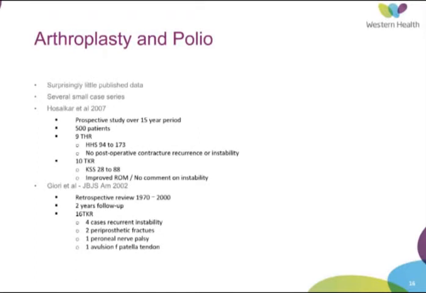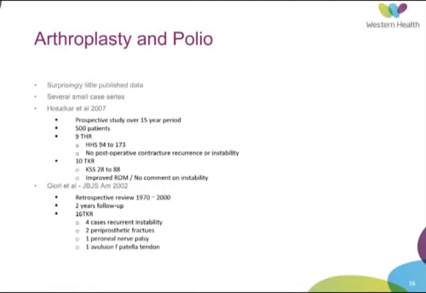So this other one, Giori, published in JBJS in 2002, was a retrospective review. And they only had a relatively short-term follow-up. But in their 2 years, of the 16 total knees that they replaced in 15 patients, they had 4 cases of recurrent instability, 2 periprosthetic fractures, a peroneal nerve palsy related to correction of a significant valgus deformity, and an avulsion of the patellar tendon.